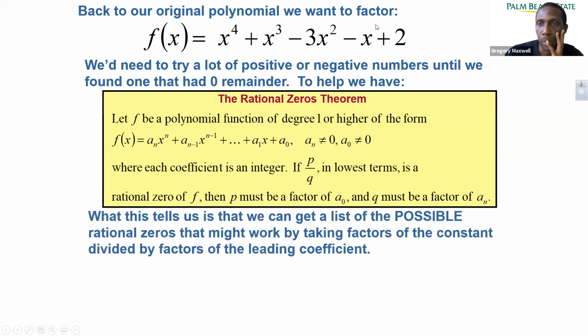So here's an example. What are the possible factors of 2? That's correct. 1 and 2 are the factors of 2. And of course, what's the possible factors of the leading coefficient here, which is 1?